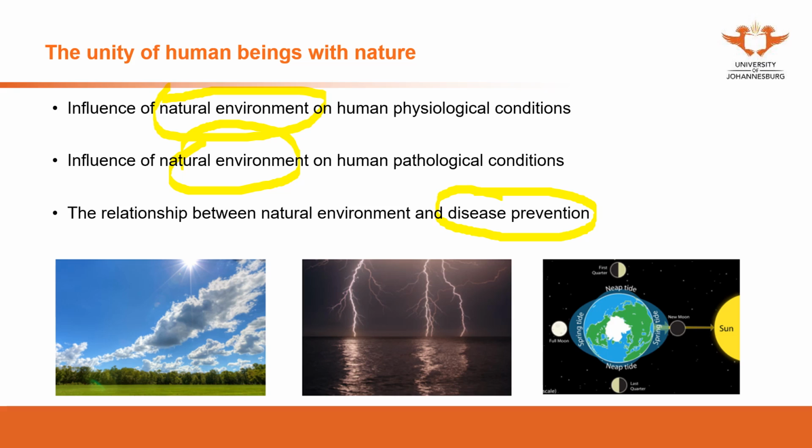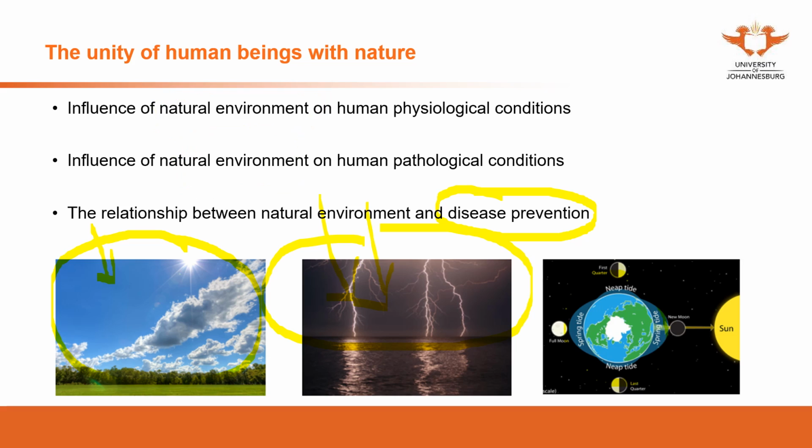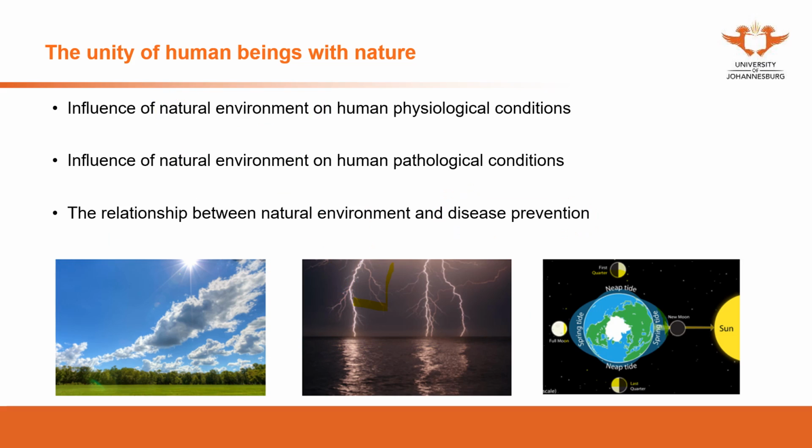And the other, from the unity of human beings and with nature, is directly from the environment. When it's a sunny day, a cloudy day, a rainy day, or a thunderstorm, your emotion may be changed. You may feel happier during this day. You may feel low during this day. And also for ladies, during their cycles, they also have some emotional changes. The cycles are related to the movement of the moon. So these are all related to the natural environments.